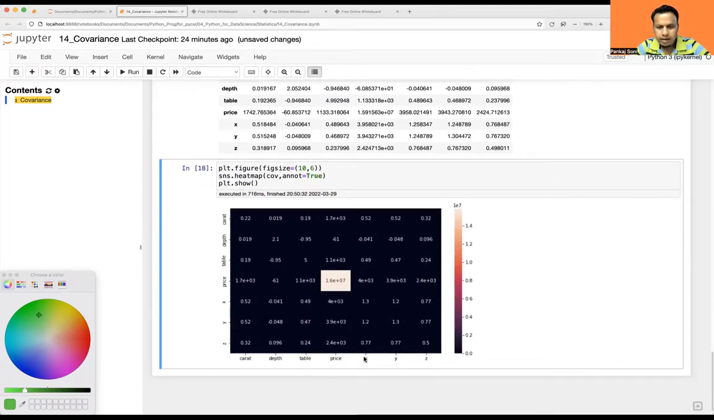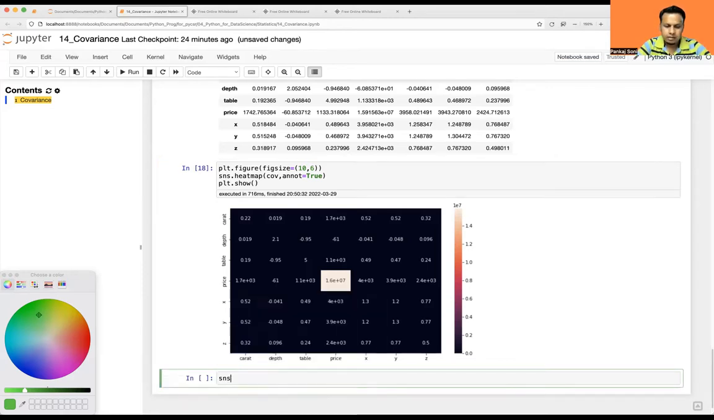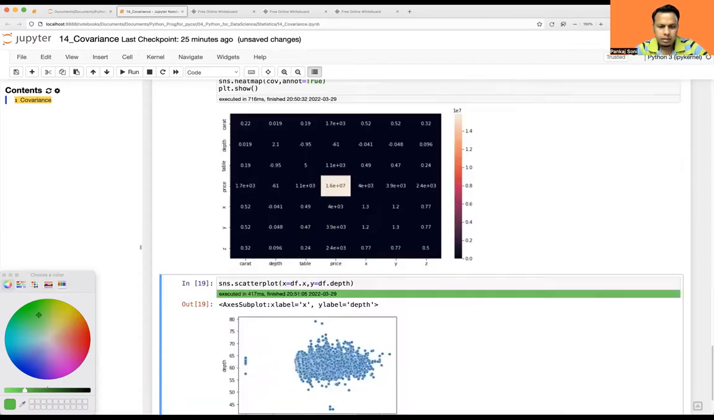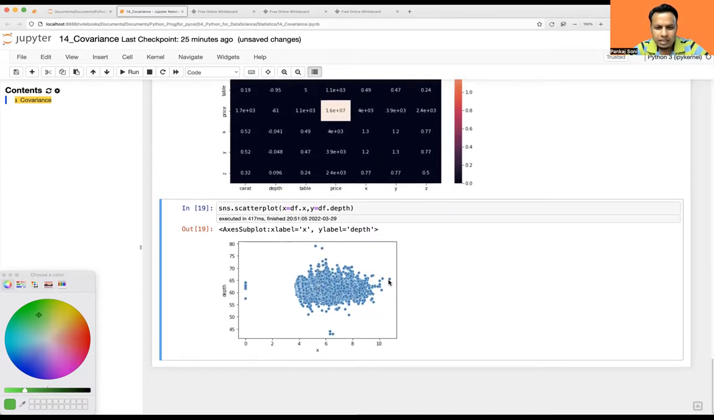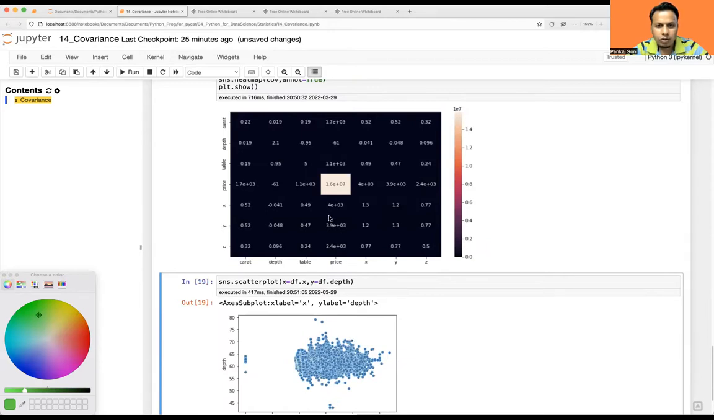Let's take x, those are basically cut, x, y, z for diamond. So let's see what the correlation is here. Let's say your price is going high, your depth is increasing or decreasing. Okay, so let's plot that. sns dot scatter plot with x equal to df dot x and y equal to df dot depth. See if it shows something. Here also we are not able to get much correlation or covariance.